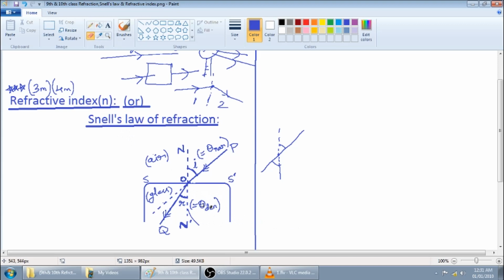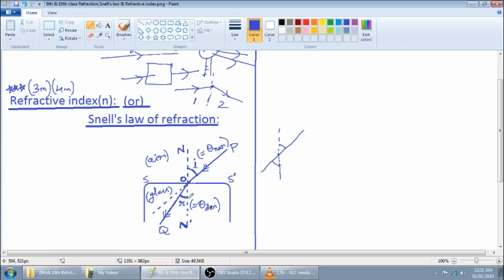Just a moment please, some extra line has come. I'll just erase it. Now it's okay. Okay. So how is R here? Clearly R is lesser than I, or I, the angle of incidence, is greater than the angle of refraction. That's what is happening here.